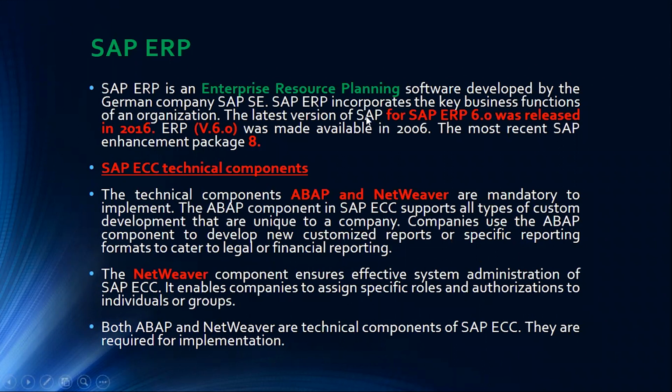The latest version of SAP ERP, version 6, was released in 2016. In this there will be enhancement packages, and that package is 8. In an interview they may ask on what version you have worked. Then what will be your answer? You should tell version 6, enhancement package 8, and that package 8 is the latest one, but package 6 is the one that I worked on.